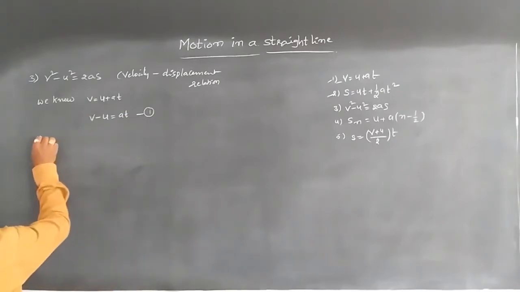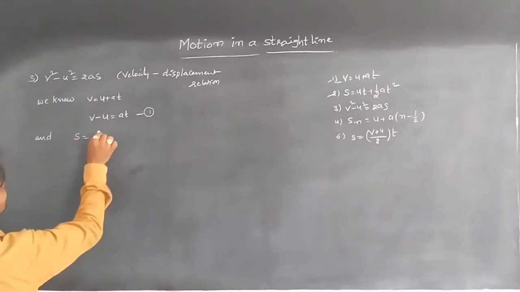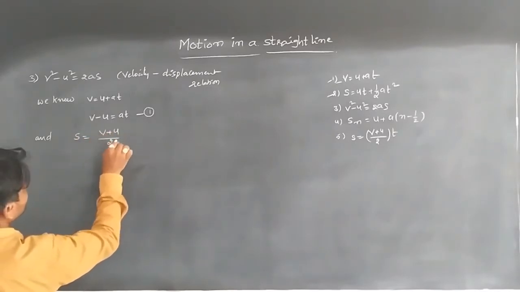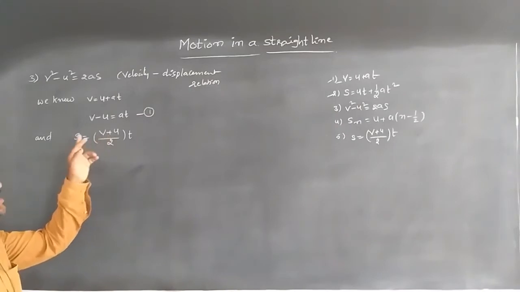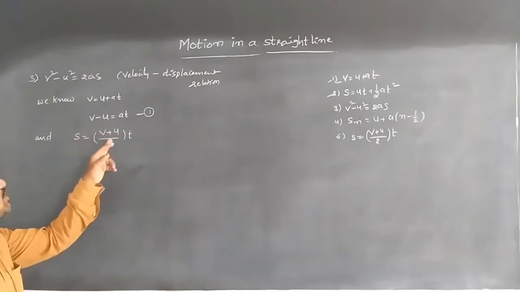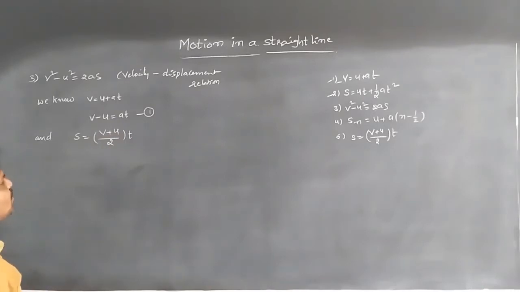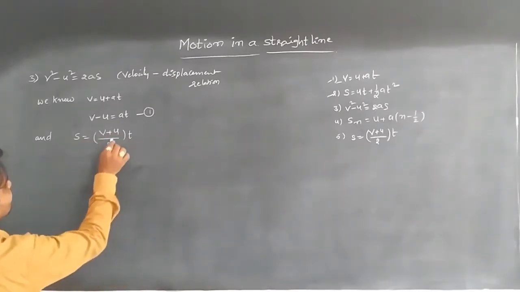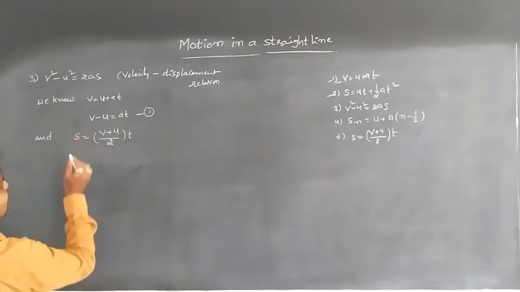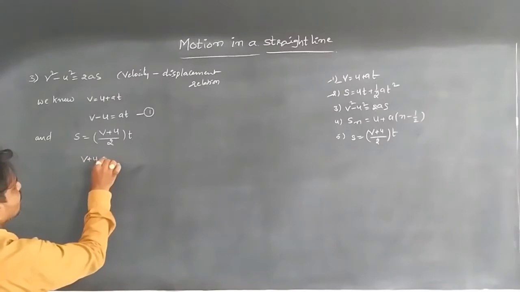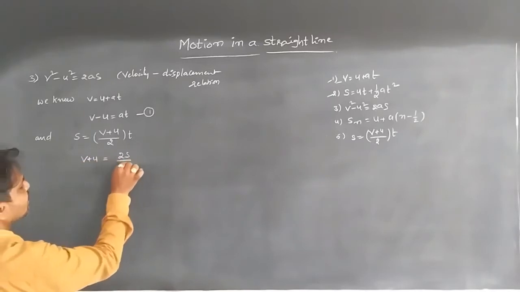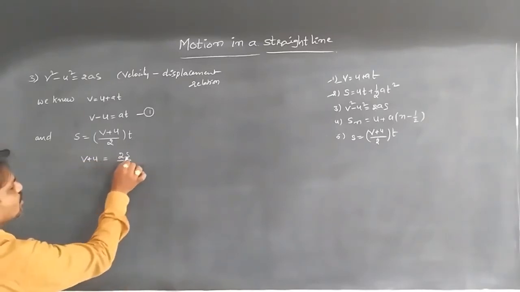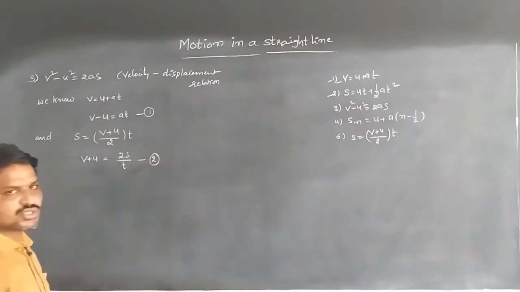And the displacement s is equal to v plus u by 2 into t, where we can write that average velocity is equal to s by t. Then from that equation s is equal to v plus u by 2 into t, whenever 2 is taken to this side it will be multiplied with s. So v plus u is equal to 2s, and whenever t is taken to this side of the equal sign, it will become a denominator, that is v plus u is equal to 2s by t. This is equation number 2.